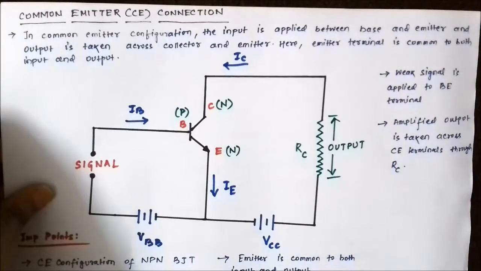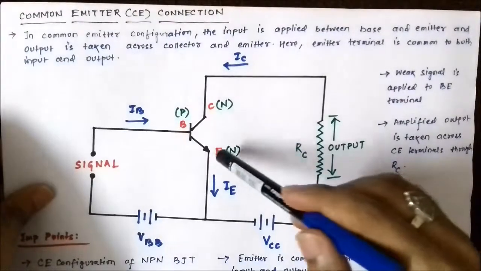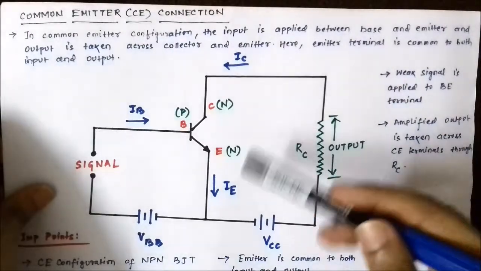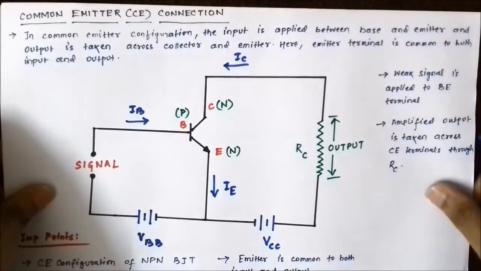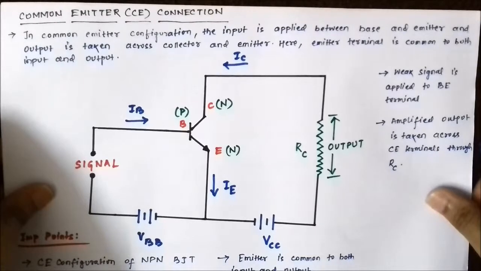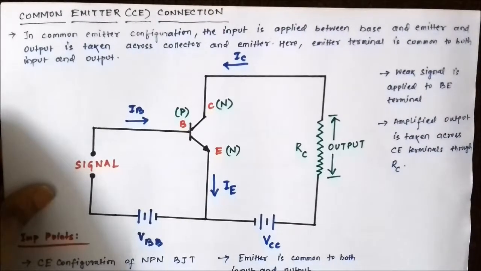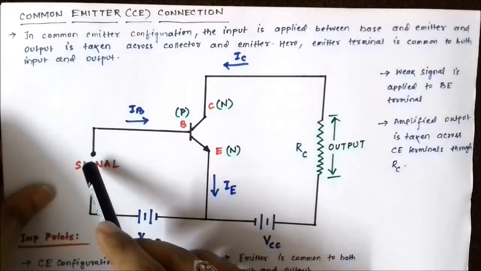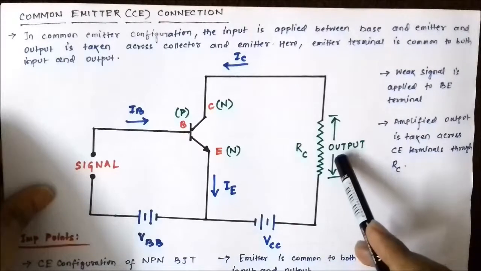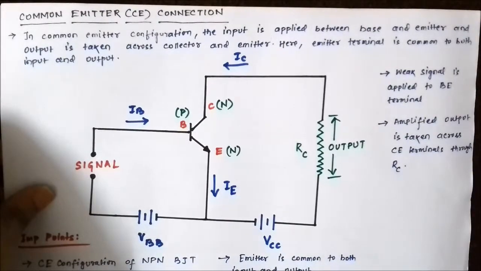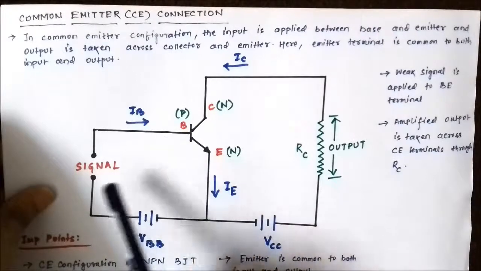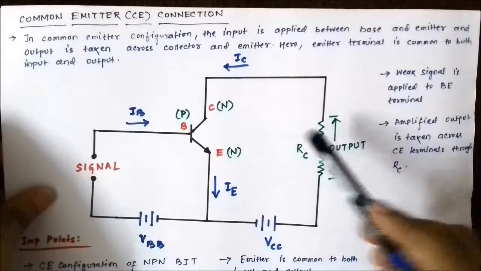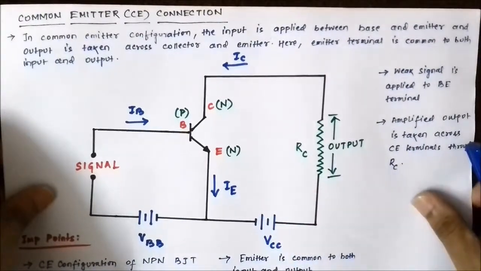Now the PNP transistor can also be connected. In that case, the arrowhead will be pointed inwards towards the base, and the direction of flow of all these currents will be opposite. So here in the common emitter configuration, this emitter terminal is common to both the input side towards the left and the output side towards the right. The input signal is applied between the base and emitter terminals, and the output is taken across this collector resistance, across the collector and emitter terminals.